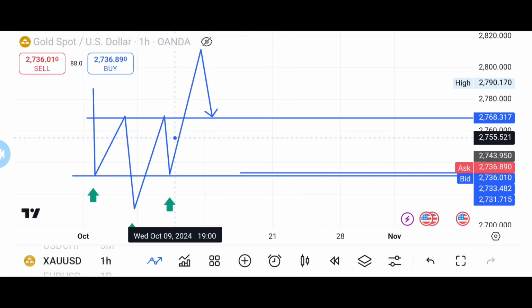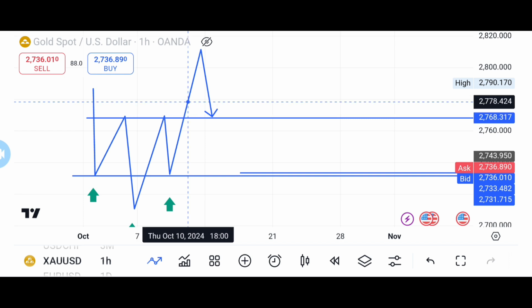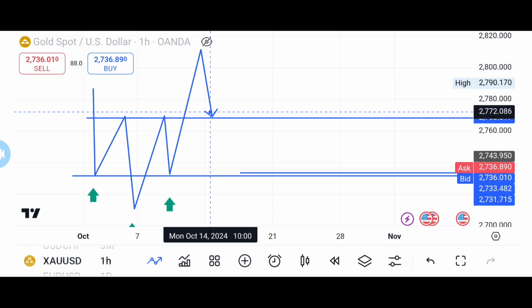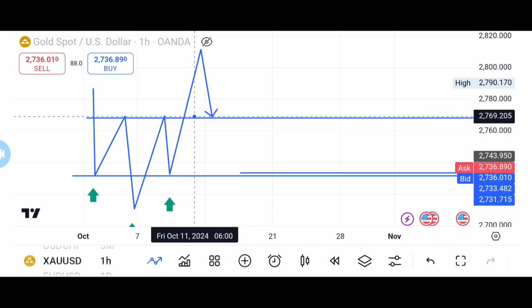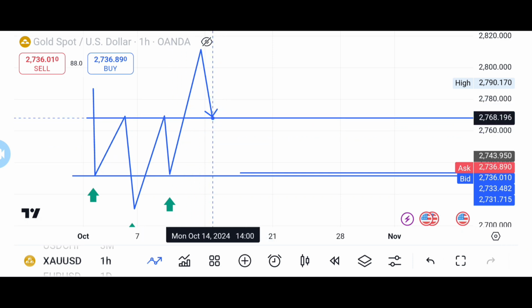I shall be waiting for this neckline to be broken, and then a retest. Are we together, guys?